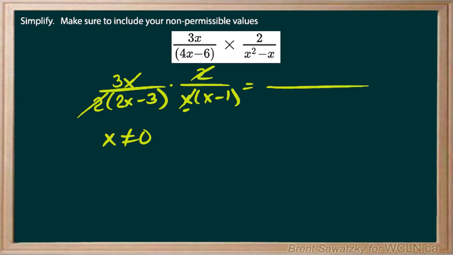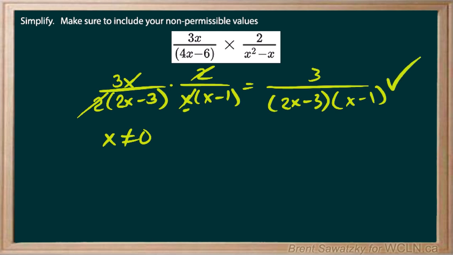So moving along from a simplification point of view, we have a 3 on the top, we have a 2x minus 3 on the bottom, and we also have an x minus 1 on the bottom. So there's our simplified version.